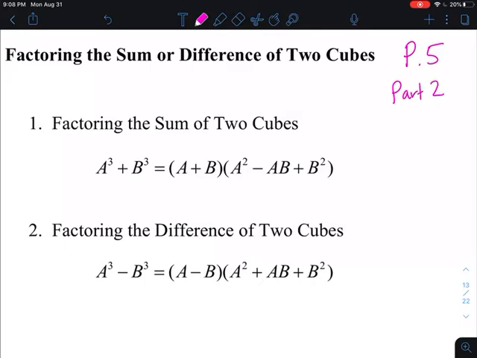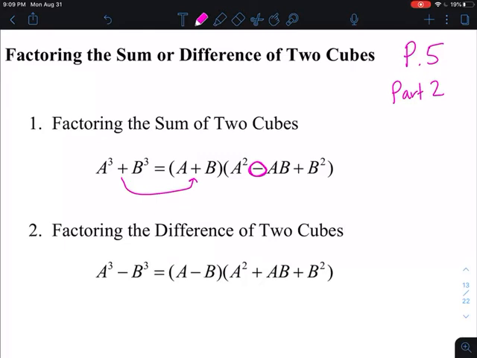with a number times itself 3 times, the way it's broken down is you end up with a binomial factor of a plus b. So whatever that number was to the third power for both a and b, you're going to have a binomial a plus b. Then what's left over is going to be an a squared minus ab plus b squared. So if we have a plus sign, we're going to end up with a plus sign as our first binomial factor. And then we're going to end up with a subtraction sign for our trinomial.